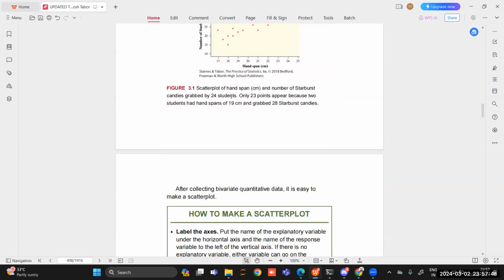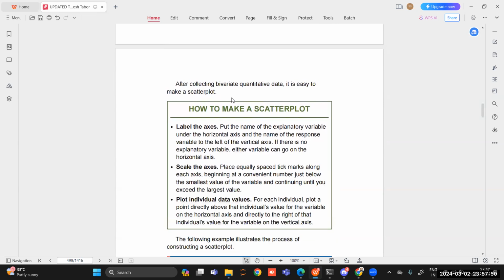Okay. So how to make a scatter plot? Label the axes: put the name of the explanatory variable under the horizontal axis. We have seen the independent variable is always on the x-axis, and the dependent variable, that is the response variable, is on the vertical axis, the y-axis. If there is no explanatory variable, either variable can go on the horizontal axis.